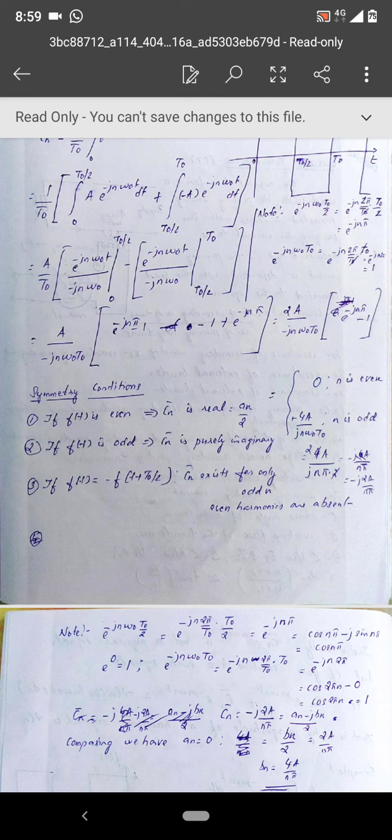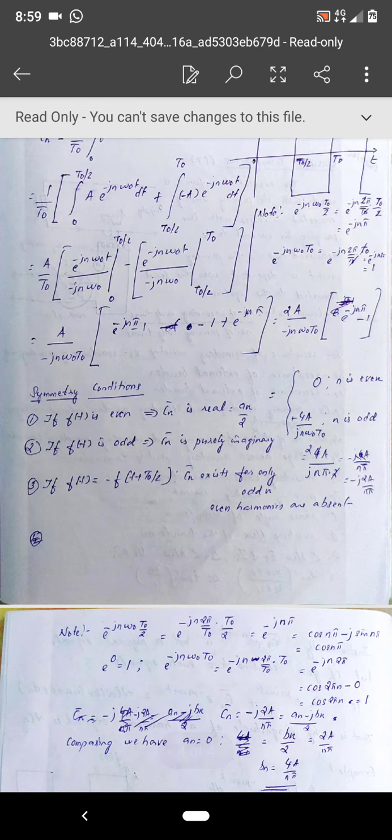So I repeat, you might have understood, for n is odd, the result is plus 4a by jn omega naught t naught. So simply substitute for omega naught as 2 pi by t naught. T naught and t naught will get cancelled, and denominator will be having jn 2 pi, and that denominator 2 and numerator 4 gets cancelled, and in the numerator instead of 4 you will have 2, and denominator you will have plus j. That plus j you make it to the numerator, that becomes minus j. So minus j 2a by n pi.